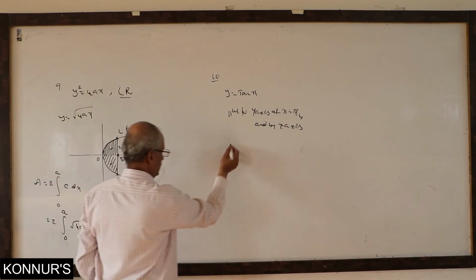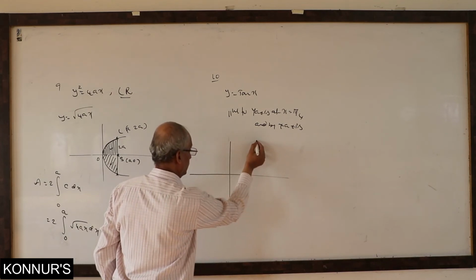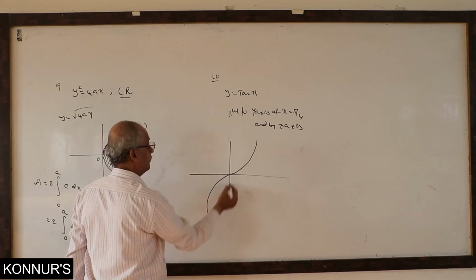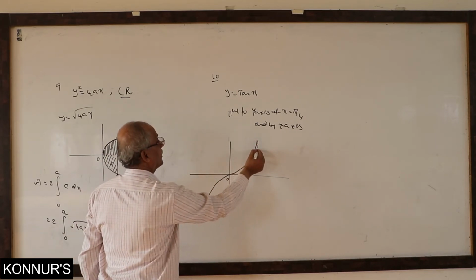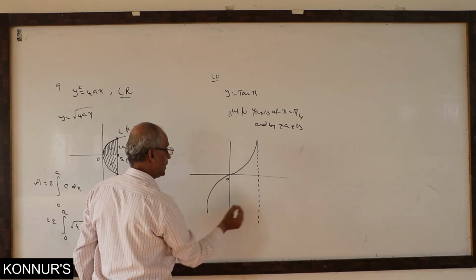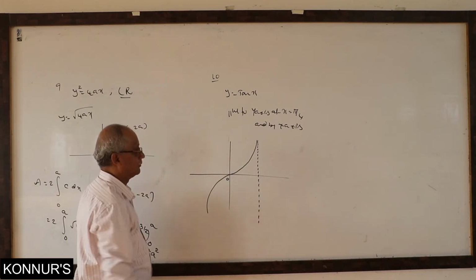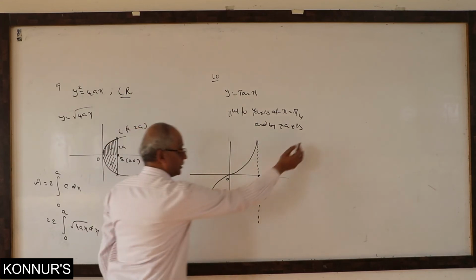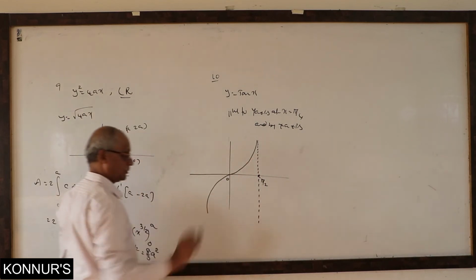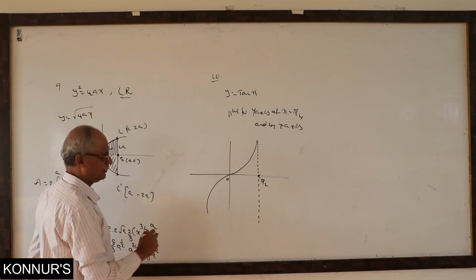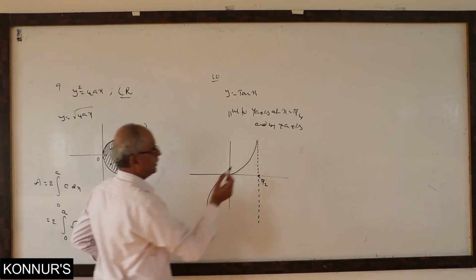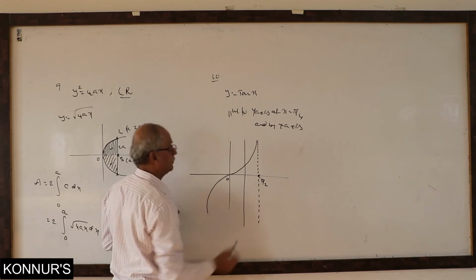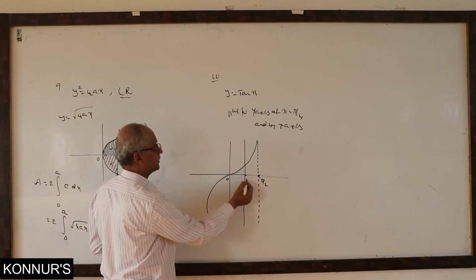What is the tan x graph? Where tan 90 does not exist, that means a dotted line. For all multiples of 90 the graph does not exist. Like that another one will come, another one will come, at 3 pi by 2, 5 pi by 2. One line is enough, since we are only finding area up to pi by 4. A line parallel to the y-axis at a distance of pi by 4 units. This is x equal to pi by 4.